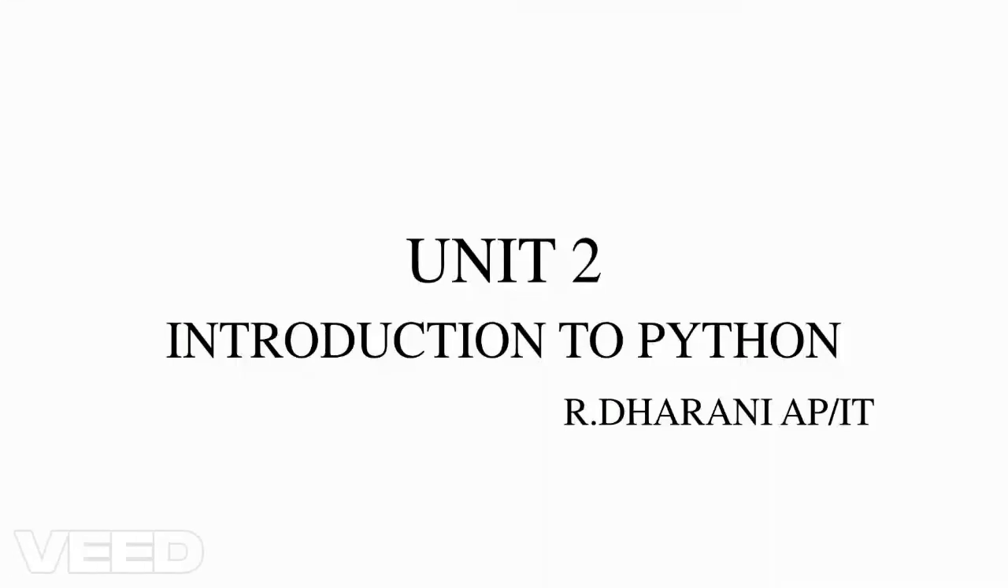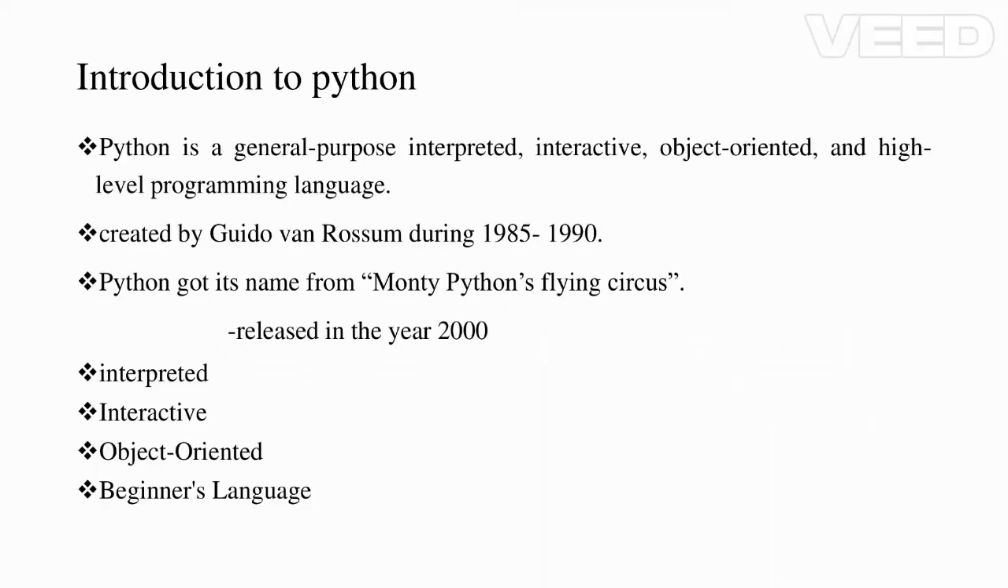Good morning, students. Today we are going to see about the second unit called Introduction to Python. Python is a general purpose, interpreted, interactive, object oriented, and high level programming language. It was created by Guido van Rossum during the period of 1985 to 1990. Python got its name from Monty Python's Flying Circus, which was released in the year 2000.